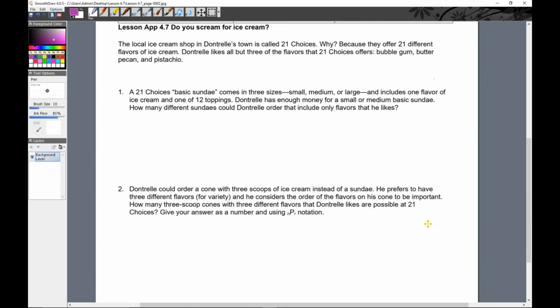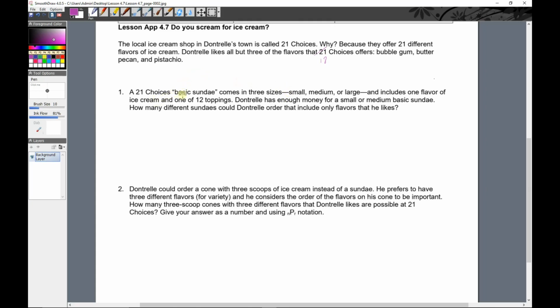So here are our apps. We'll get through these pretty quickly. So a local ice cream shop in Dontrell's town is called 21 Choices because they offer 21 different flavors of ice cream. Dontrell likes all but 3 of the flavors that this place offers. He doesn't like bubblegum, he doesn't like butter pecan, and he doesn't like pistachio. So really, when he goes to order, that's not what he's going to be interested in ordering. He's interested in the 18 that he actually likes, okay?